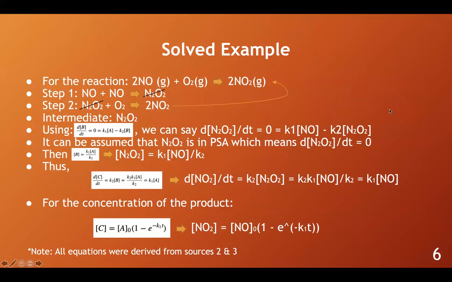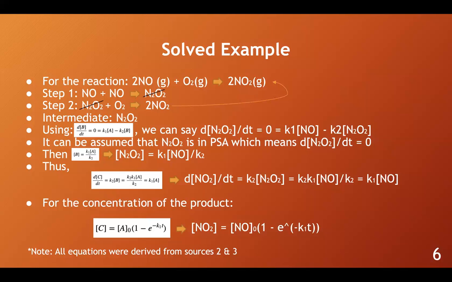So, for example, we have a reaction of 2NO plus oxygen gas yields 2NO2. This is a mechanism reaction, so it has multiple steps in order to reach this final product. Step 1 is shown, and step 2 is also shown. We can see that N2O2 is canceled, so we can say that the intermediate is N2O2.